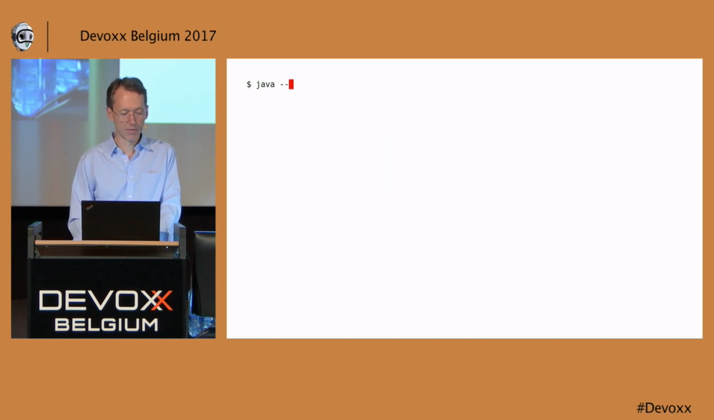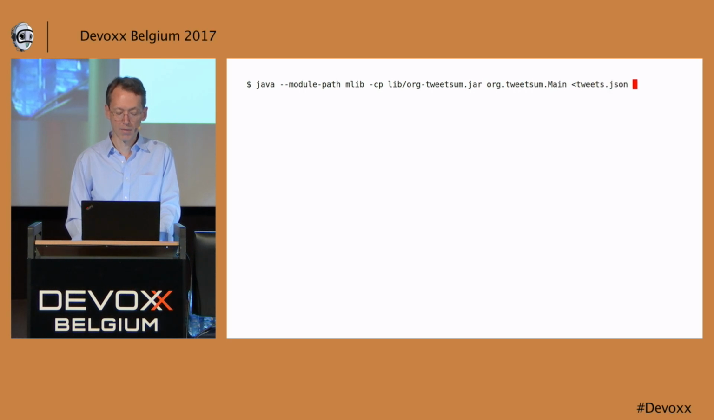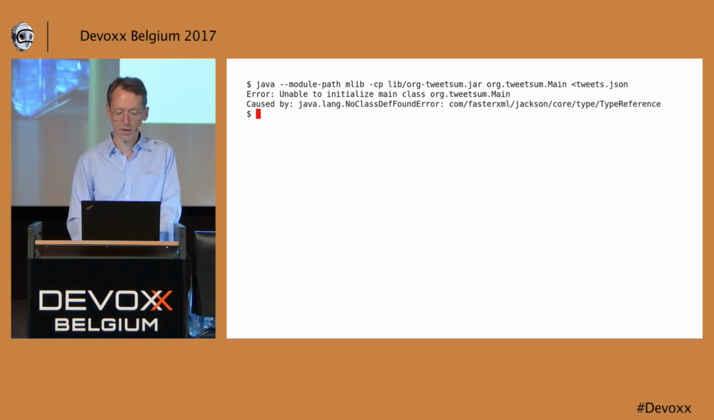So, java, module path mlib, class path lib/org.tweetsome.jar, and we should now just be able to say org.tweetsome.Main tweets.json. Unable to initialize main class org.tweetsome.Main.